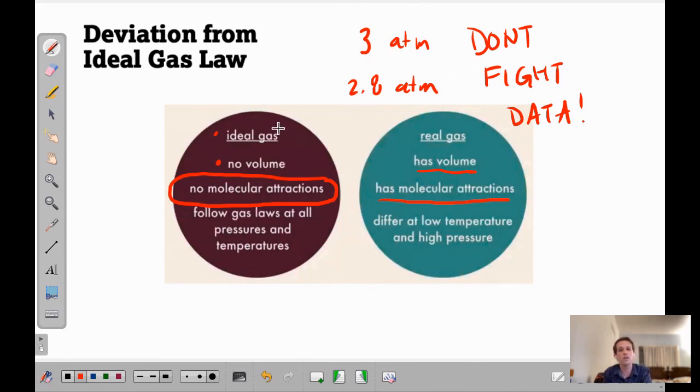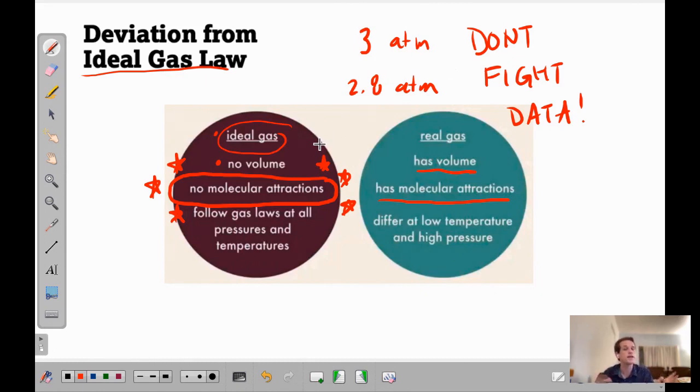So now that we know what defines an ideal gas, if we want to know why it's deviating from ideal gas behavior, it means that it's breaking one of these two rules: no volume and no molecular attractions. Typically, the no molecular attractions is like the trump card. So usually we can attribute this difference to IM forces. For example, water vapor does have intermolecular forces.